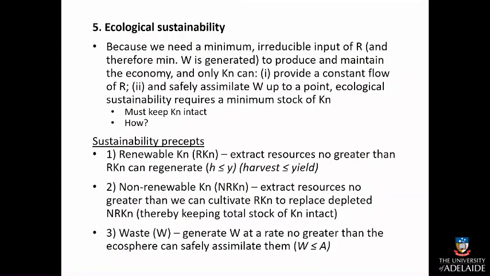Well, there are various things you would have to do, but three basic sustainability precepts are this. In terms of renewable natural capital, so I'm talking about forests, fisheries and so forth, you extract resources no greater than renewable natural capital can regenerate. So as long as the rate at which you're harvesting resources doesn't exceed the capacity of a forest to regenerate, you can have timber forever. But if you extract timber at a rate greater than it can regenerate, of course you'll just start depleting the stock until it's completely gone. So you have to make sure that H, the rate of harvest, is less than or equal to the yield, which is the regeneration rate.